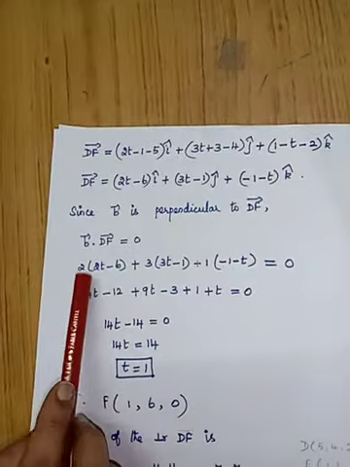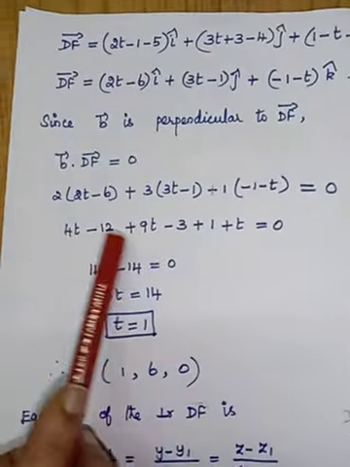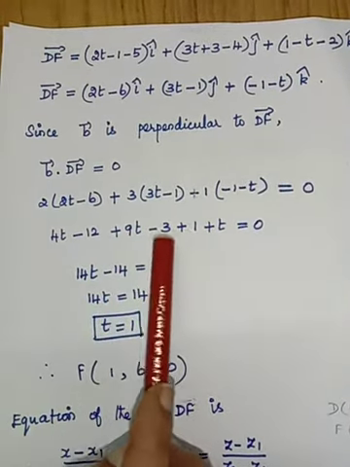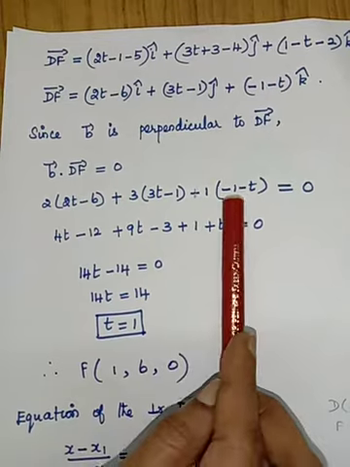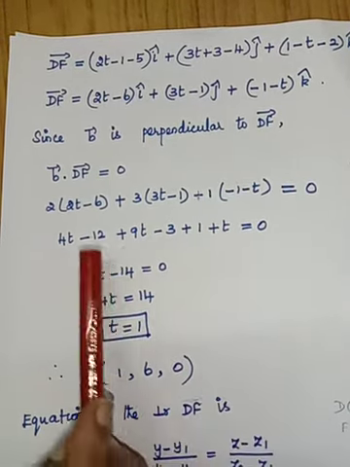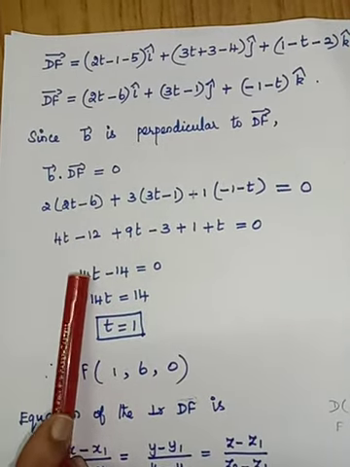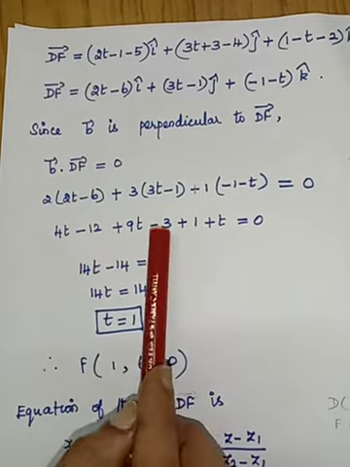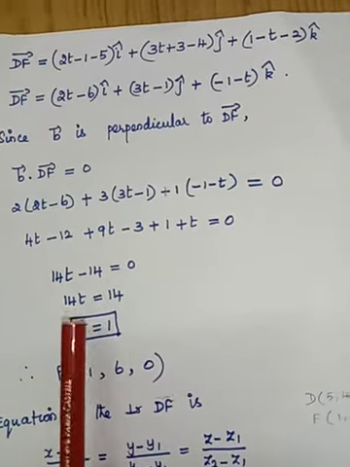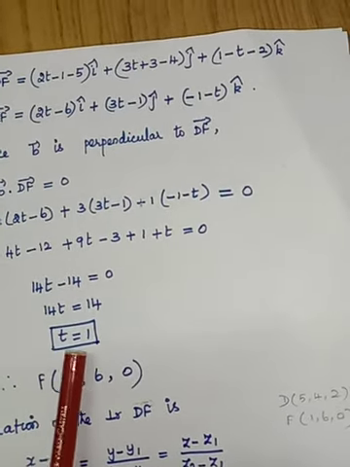So 2 into 2t is 4t, minus 2 into 6 is minus 12, plus 3 into 3t is 9t, minus 3. Here minus 1 into minus 1 is plus 1, and minus 1 into minus t is plus t. So 9t plus t is 10t, and 10t plus 4t is 14t. Minus 12 minus 3 is minus 15, and minus 15 plus 1 is minus 14. So 14t is equal to 14, t is equal to 1. So we have found t is equal to 1.